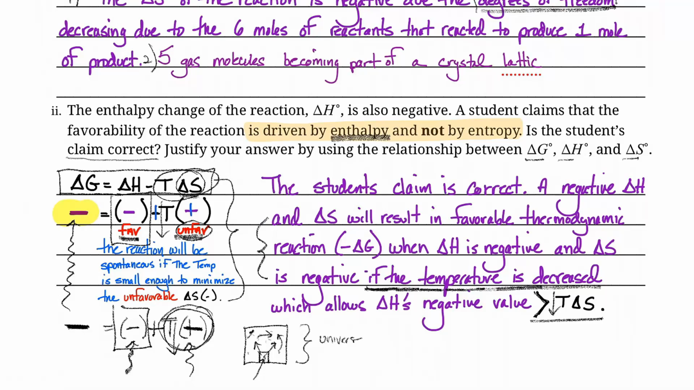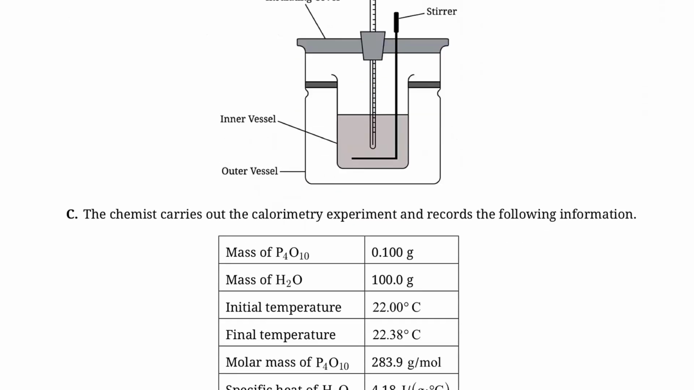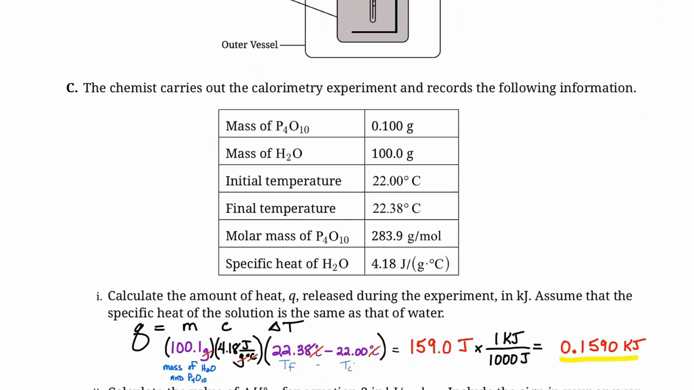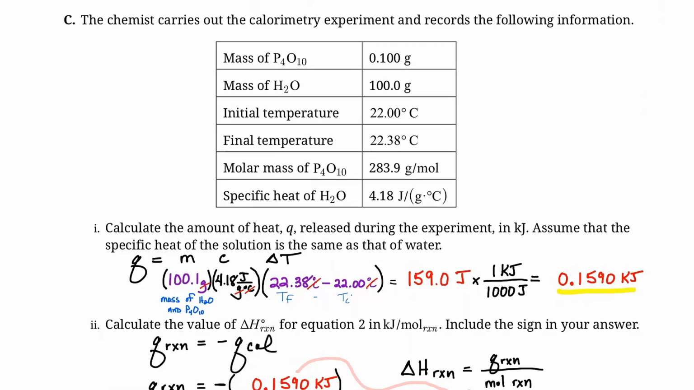So on to 3C, we've got ourselves a reaction here with P4O10 reacting with water, making an aqueous solution. We have a calorimeter. We're going to do some calorimetry, of course. Nice little picture that doesn't really help us, but in any case, we've got ourselves some data here. And the question goes, calculate the amount of heat Q released during the experiment in kilojoules. Whoa, watch out for that. Got to make sure that we answer in kilojoules.